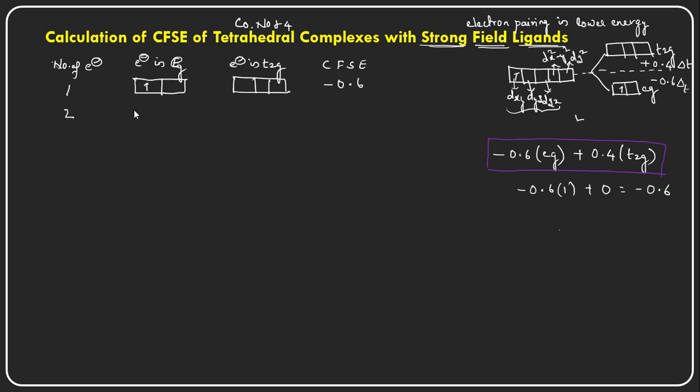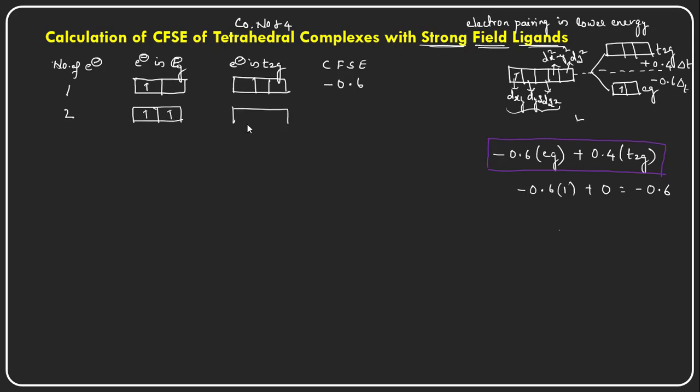And the second one is the second electron. If the second electron enters, where will it enter? As per Hund's rule, the Aufbau principle, etc., we need to first fill one electron in each orbital. One electron in each orbital, and only then does pairing take place. According to those principles, the second electron enters the other Eg orbital, the second Eg orbital.